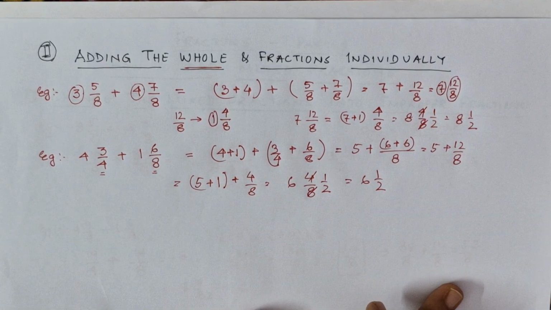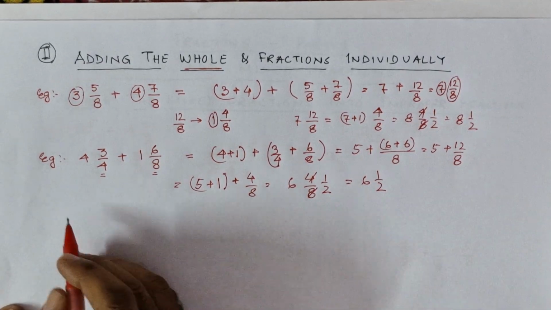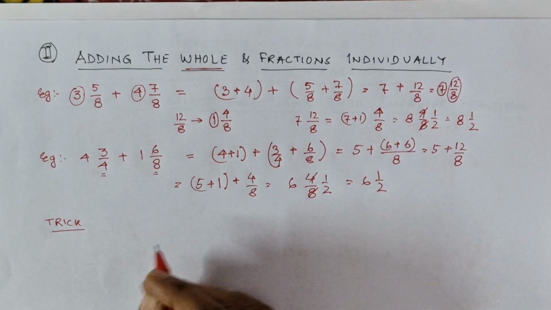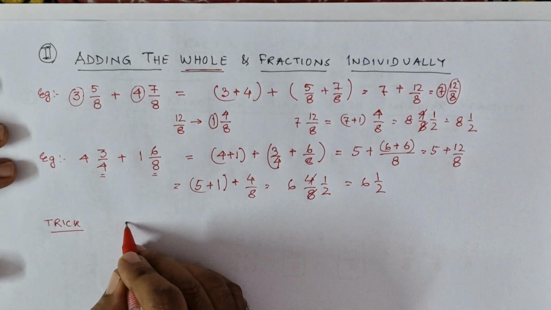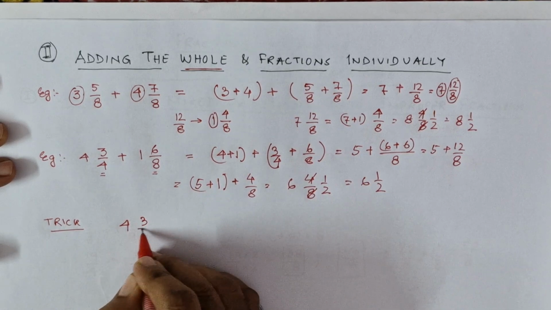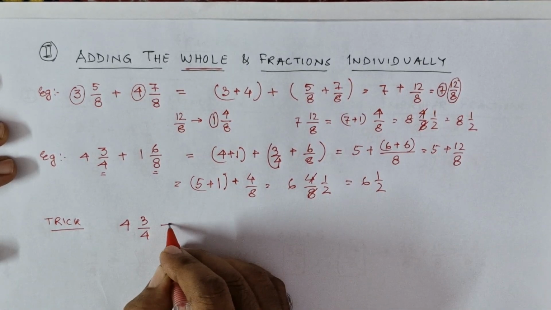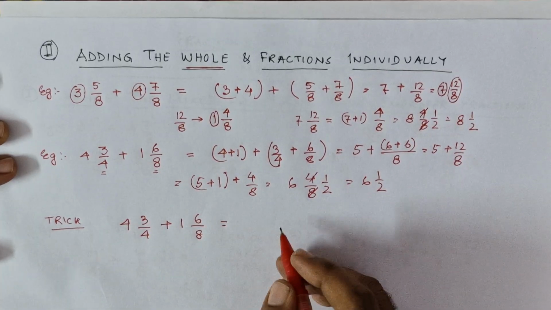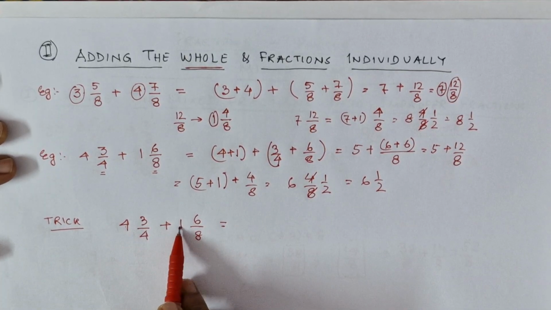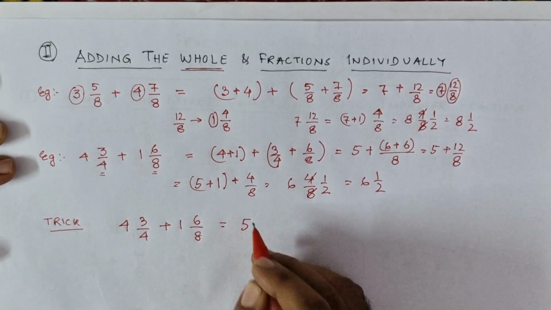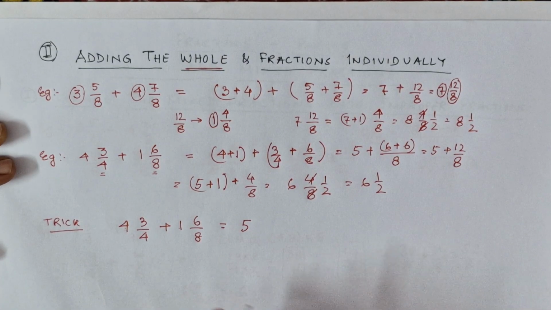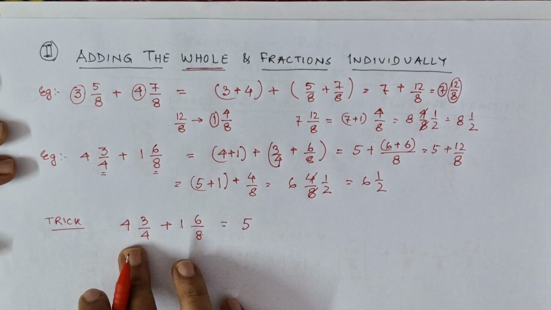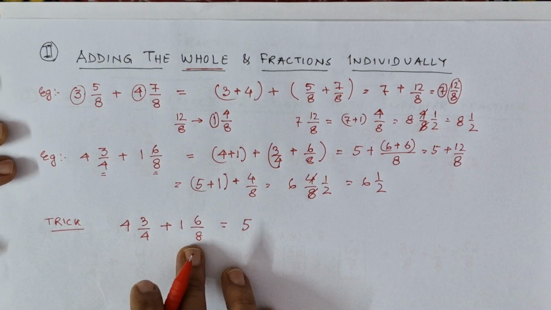Or you can apply a trick. I'll teach you a trick. What is the trick? See, we'll take a problem: 4 3 by 4 plus 1 6 by 8. Got it? So 4 plus 1 is 5, so we'll straight away write 5. Got it? And here, what is this? Different denominators. So let's find the LCM.